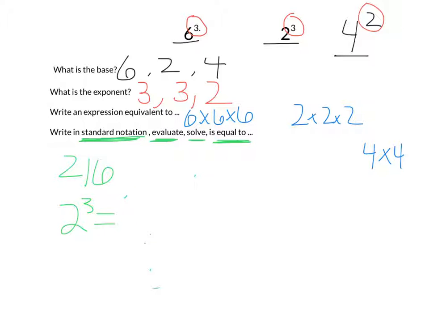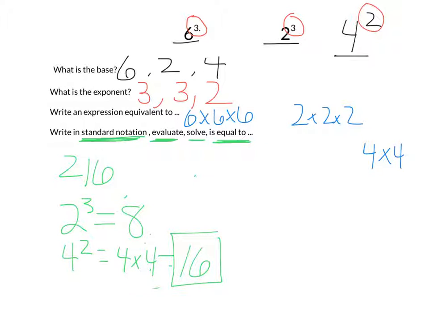If I wanted to write 2 to the third power, if I had to evaluate it or solve it, then that would be 2 times 2 times 2. And 2 times 2 is 4, and times 2 is 8. And the last one, if I wanted to find out what 4 squared is equal to, that would be equal to 4 times 4, and that's equal to 16. So the 16 would be my standard notation.